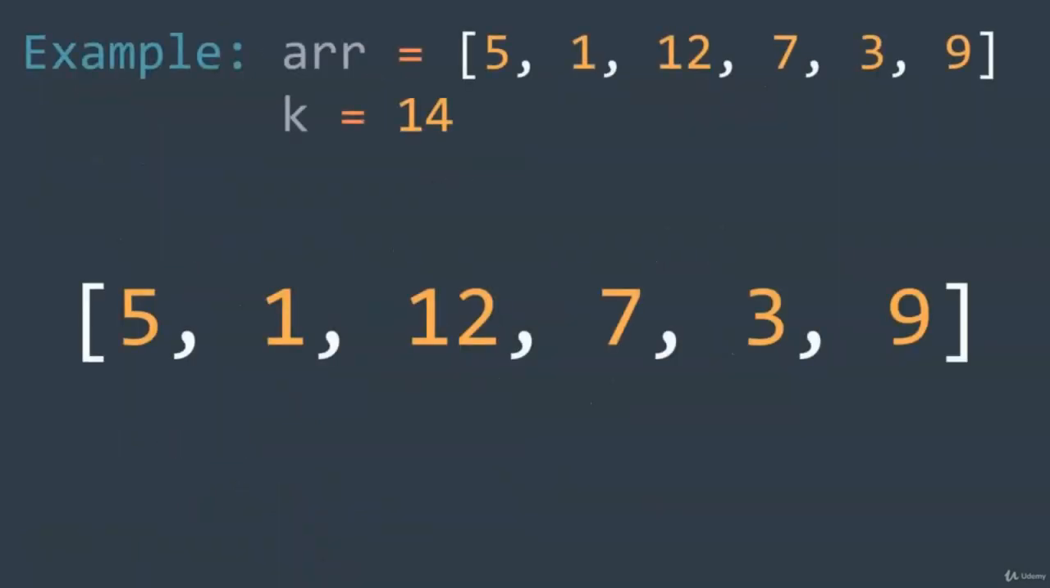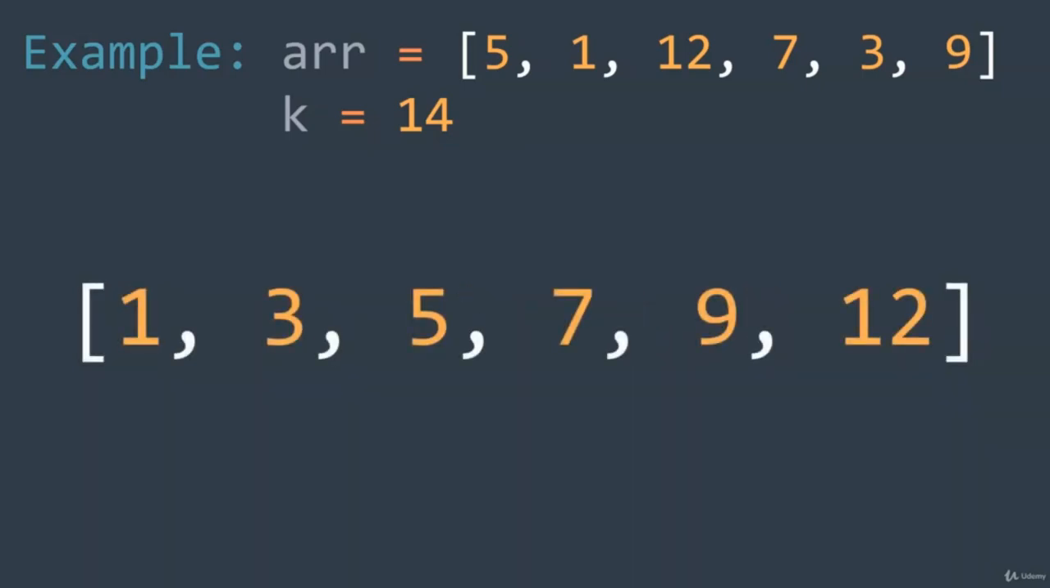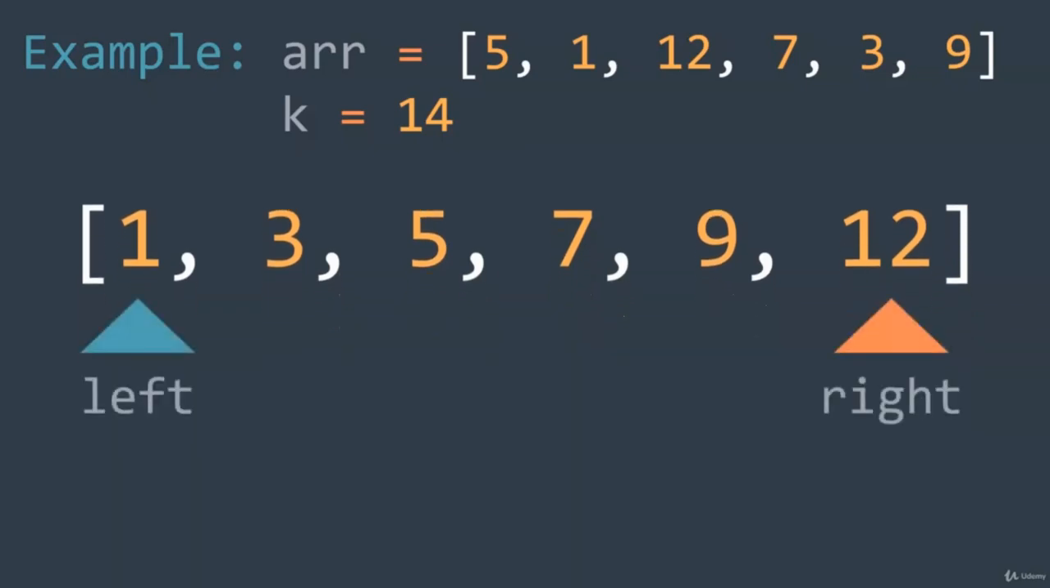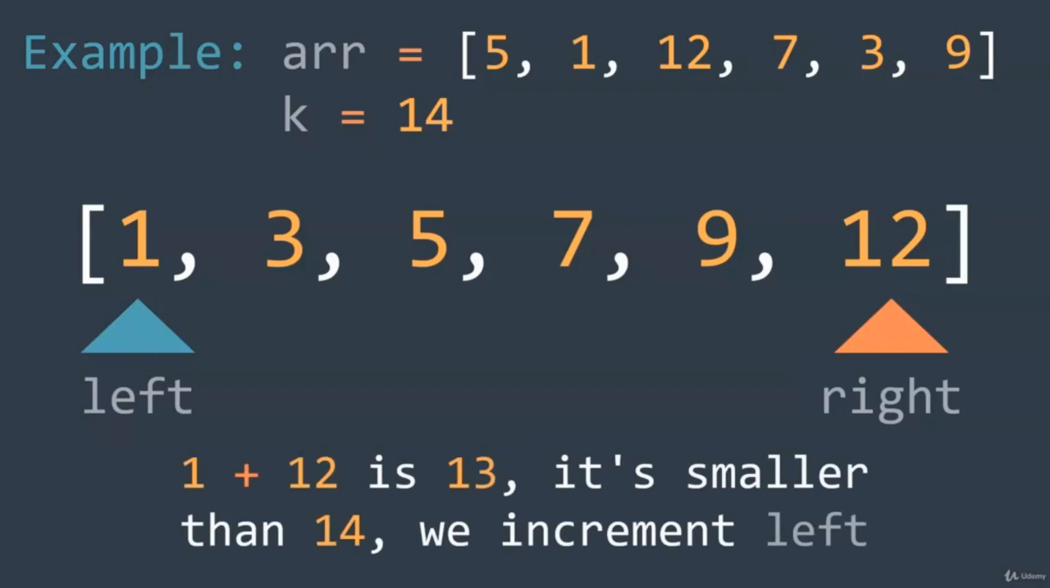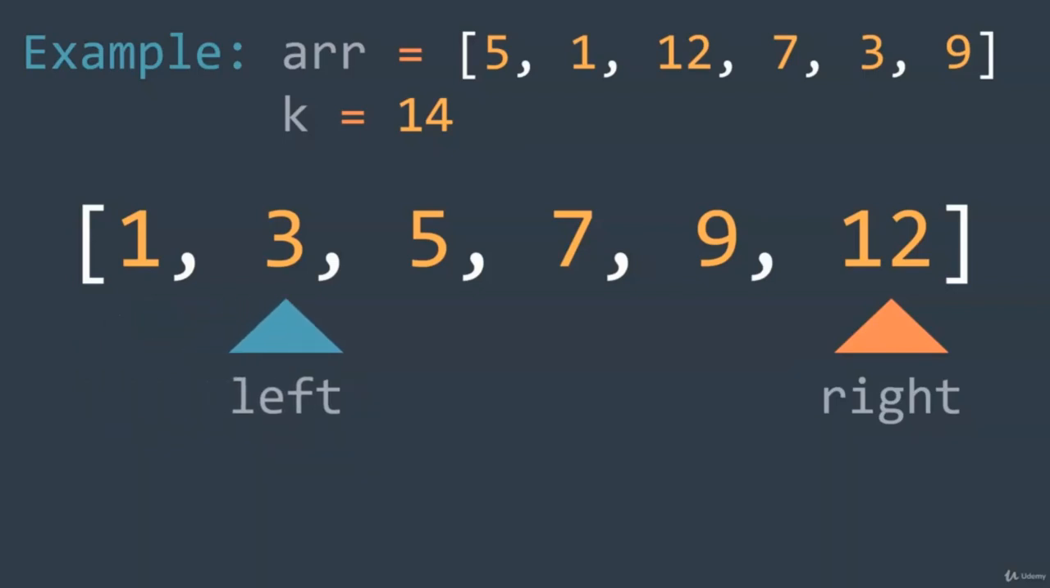We have this array r and k being equal to 14, so we are searching for a pair that sums up to 14. First, we sort the array. Then we put our 2 pointers, one on the first element and one on the last element. Now we have r of left plus r of right is equal to 1 plus 12, which is 13, which is smaller than 14, so we increment the left pointer to get a bigger pair sum.